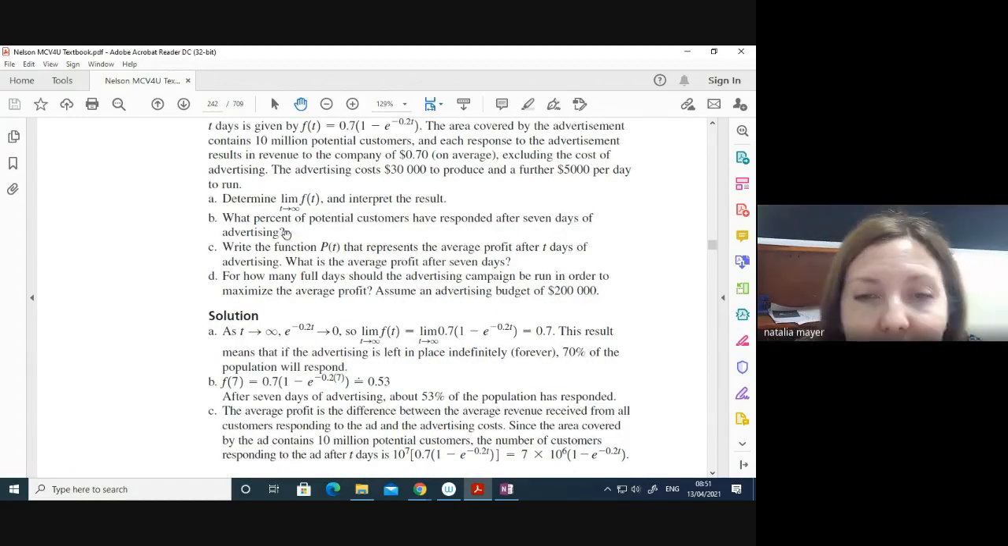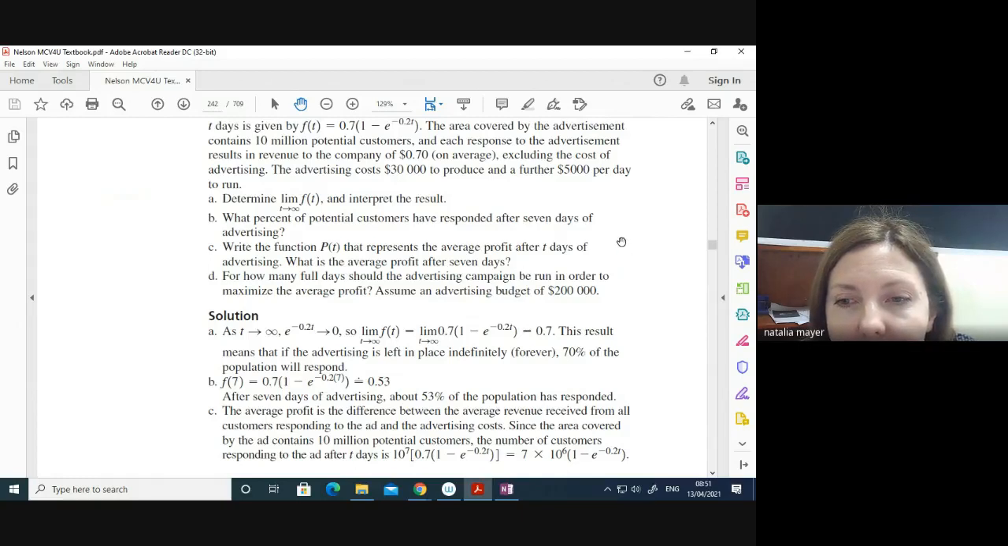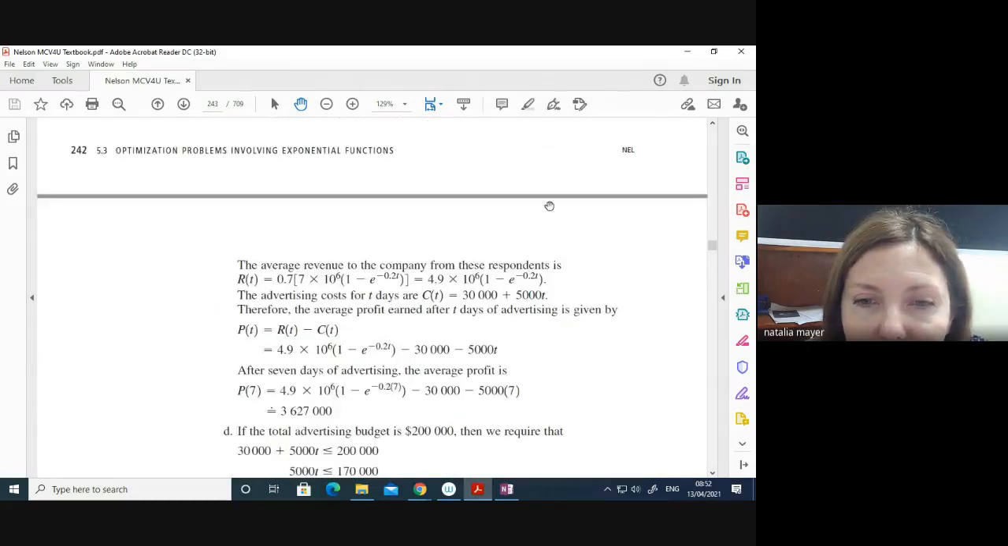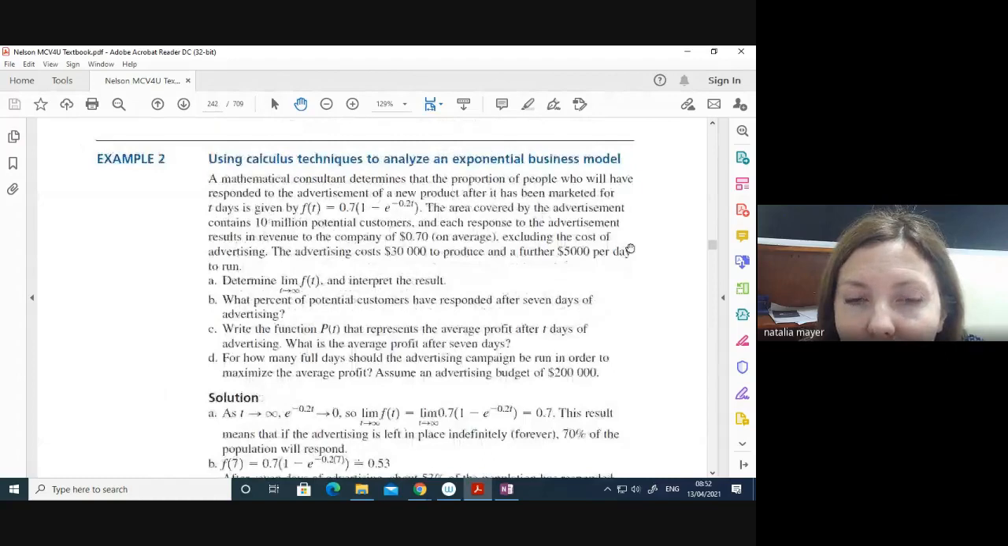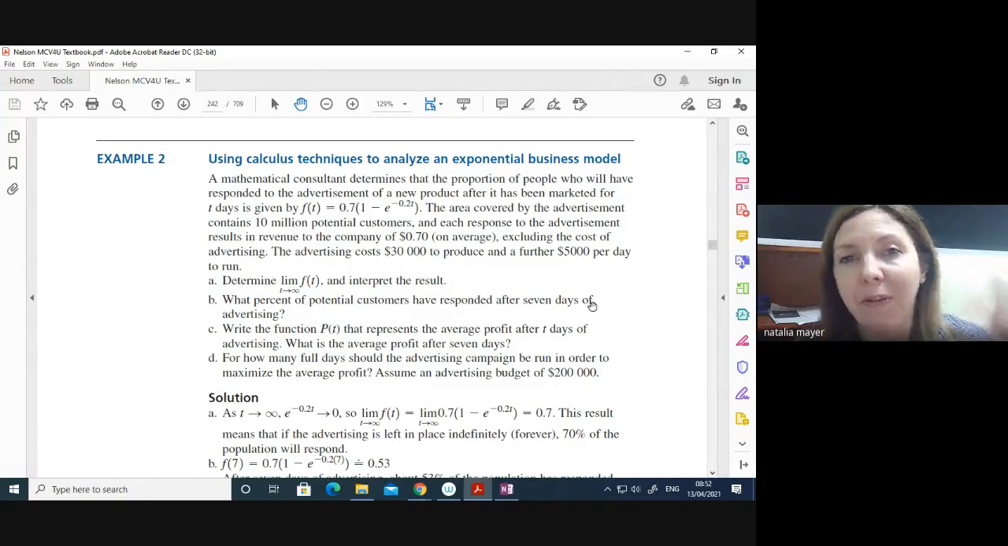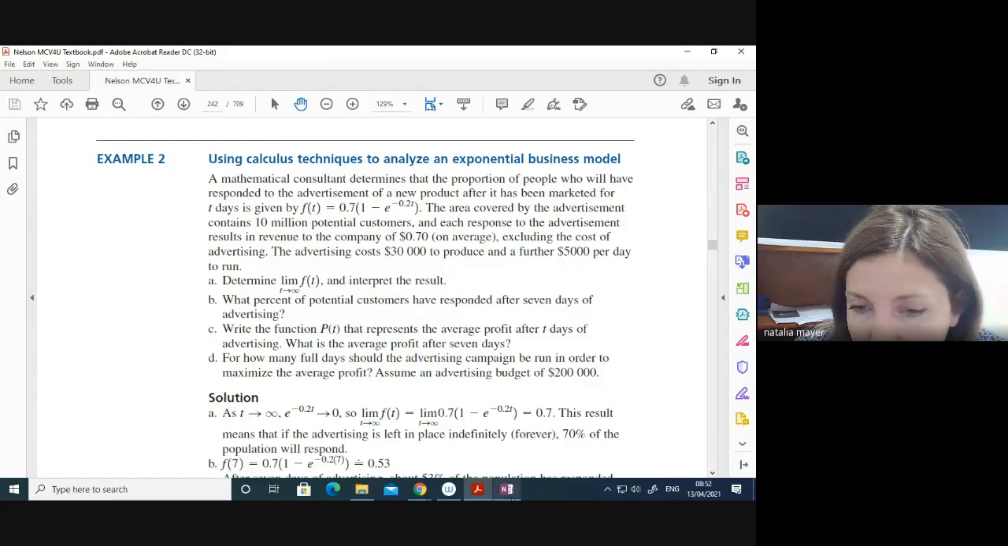Let's move on. Write the function P of t that represents the average profit after t days of advertising. What is the average profit after 7 days? So this is the question which requires modeling, question C. And I want you to answer the following question. If we are going to model profit, from the previous optimization questions which we were solving before, what is the formula of profit?